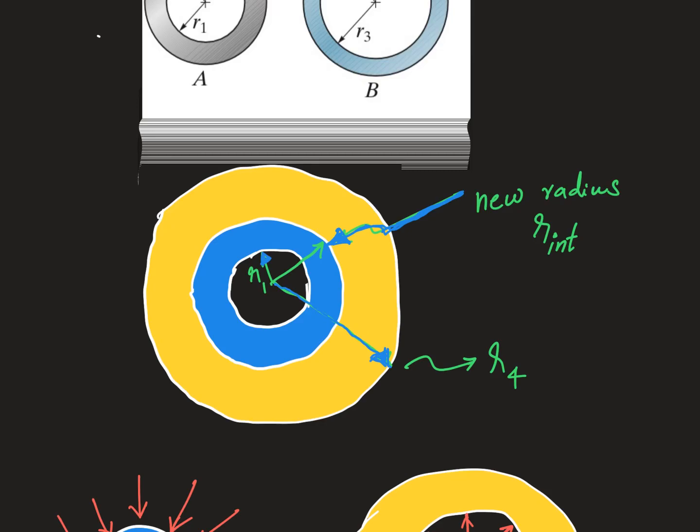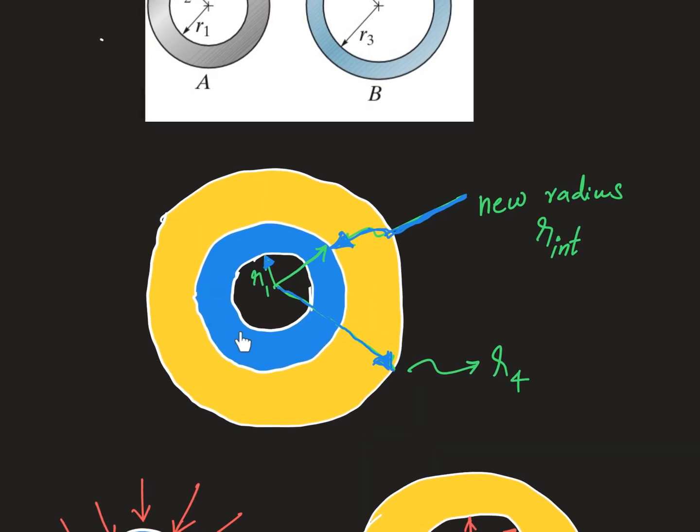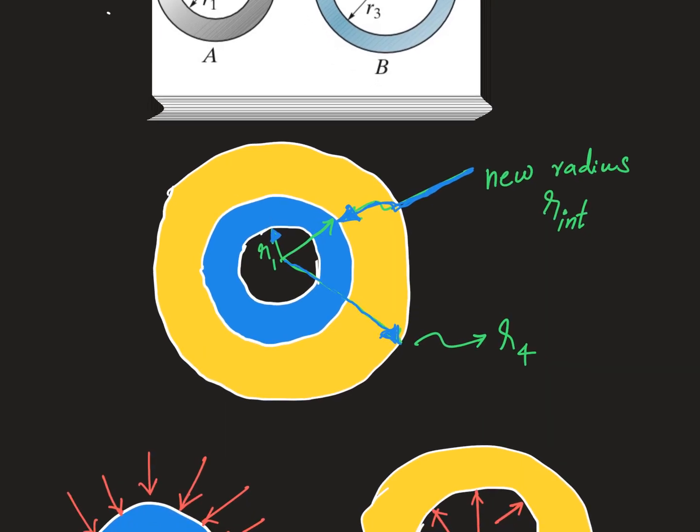So apologies for my poor sketch, but again as shown over here, this is the inner ring and this is the outer ring. This is the new radius. I'm calling it R subscript int, just to mention that that is the interface radius. Okay, now what should be our next step? I told you there will be some kind of internal pressure over here, like you can say the contact pressure or whatever.